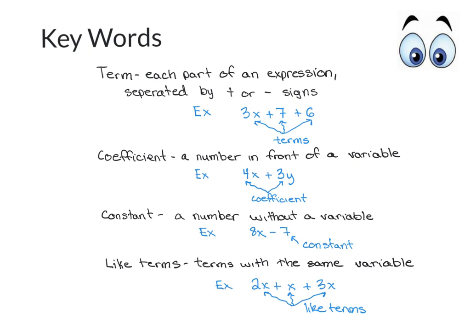Coefficient is a number in front of a variable. So 4 is your coefficient, meaning that you have 4 of this variable x. And 3 is your coefficient, meaning you have 3 of the variable y. A constant is a number without a variable, minus 7. And like terms are terms with the same variable. So in this situation, we have 2 x's plus an x plus 3 more x's, meaning those are all like terms.